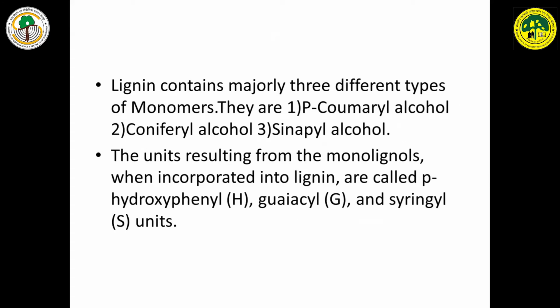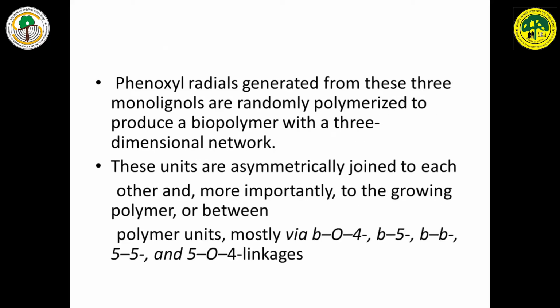Here it is clearly represented: lignin contains monomeric units of para-coumaryl alcohol, coniferyl alcohol, and sinapyl alcohol. These are the monomeric units present in the lignin. Next, the precursors present in the lignin are hydroxyphenyl, guaiacyl, and syringyl units. From these three monolignols, the phenoxyl radicals generated are randomly polymerized.